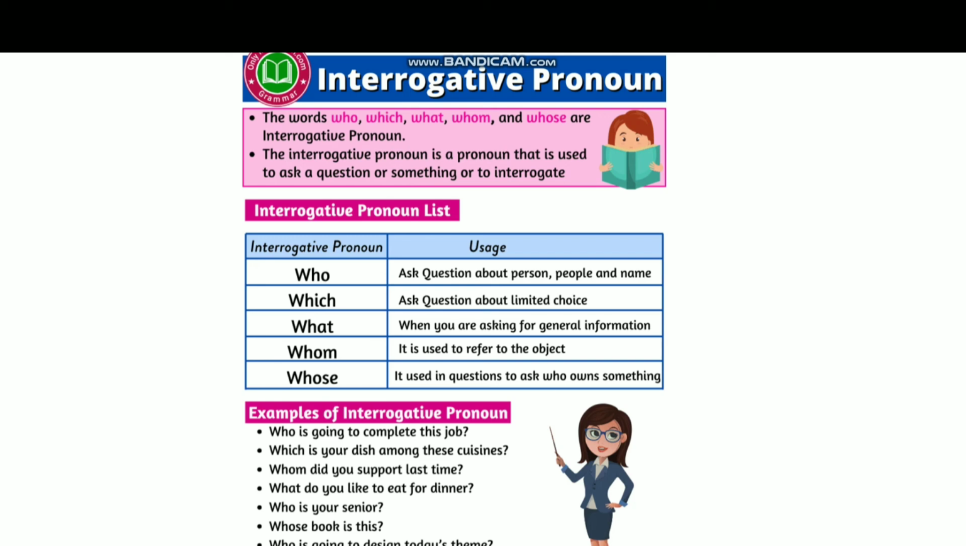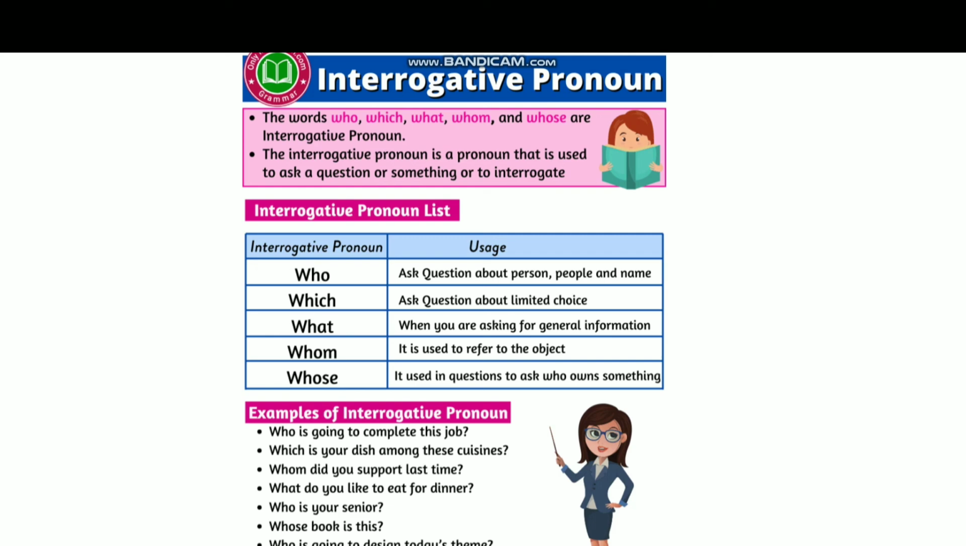Interrogative pronouns. The words who, which, what, whom, and whose are interrogative pronouns as they are used to ask questions about a person or object that we do not know about. The interrogative pronoun is a pronoun that is used to ask questions or to interrogate.